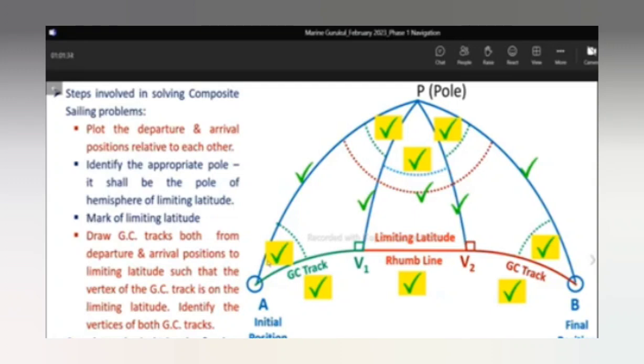Right. So generally, sir, while solving the composite circle sailing, we don't need to use the cosine formula, right? No, not required, beta. We do not use.